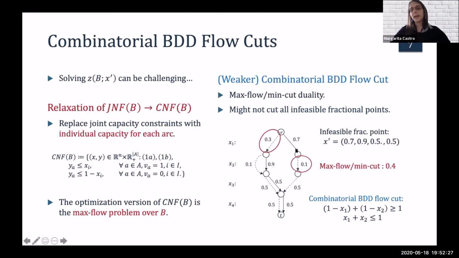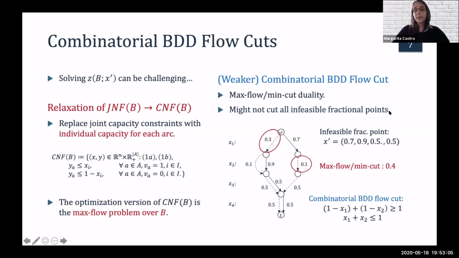The main idea, and here I show it with a little example: we have the same decision diagram that we had before, and an infeasible point, and now the values of this infeasible point are going to represent the capacities over the decision diagram. We compute the max flow here. We see that it is less than 1, and actually it is 0.4, given by these two arcs here. So this is our min cut. We use our min cut to create our combinatorial cut. And in this case, the combinatorial cut that we get is a cover cut, so we can actually recover some of the classic cuts that we have in the literature.